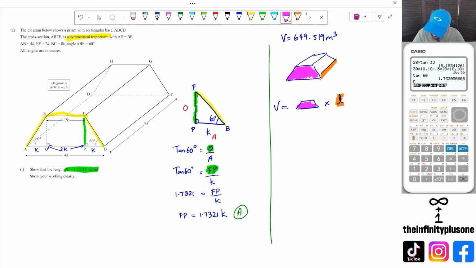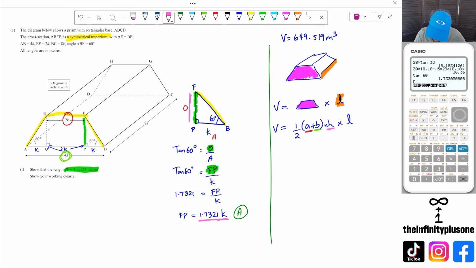So let's just put that all out there. The area of a trapezium is a half times (A plus B) times H times whatever the length is. Now I'm going to go back and find all these measurements. The A part is 2k. The B part is 4k. The H is FP, so that's 1.732k, because remember that was the height of the trapezium.